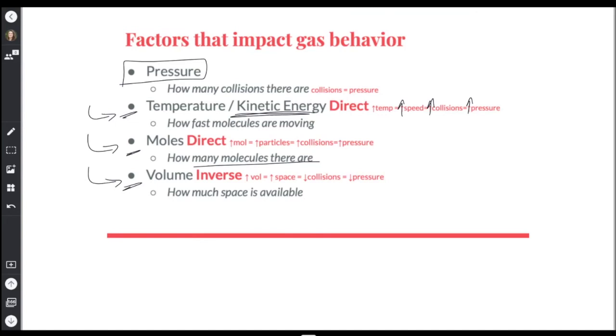And then the last one was our volume. And so what is volume? Volume is actually a measure of how much space is available. So when I increase the volume, I give my particles more space, and therefore less collisions, less pressure. All right? That right there is what you need to be able to explain on your test. We good?